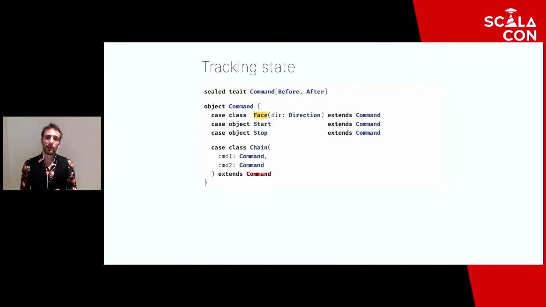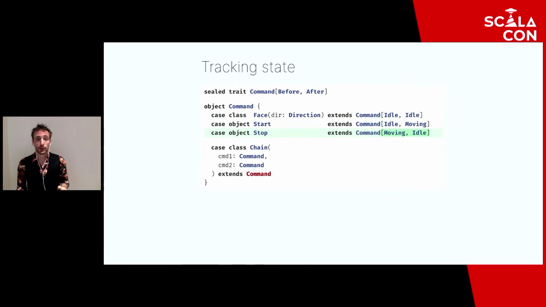Which allows us to rewrite face. Now, face, we know that we have to be idle, we have to be in a stopped position before we can change direction, and we'll still be in a stopped position after. So it's a command of idle to idle. Start goes from idle to moving, so we have a command of idle to moving, and stop goes from moving to idle, so we have a command of moving to idle.